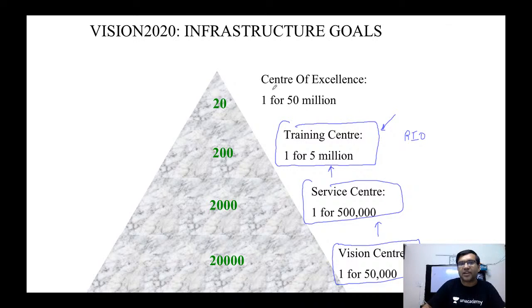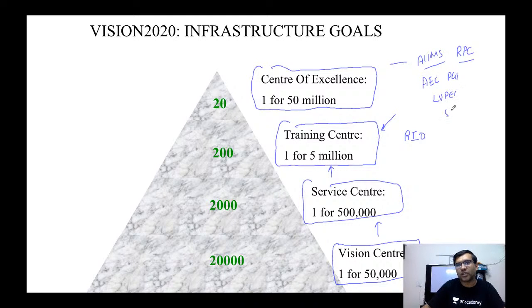Then we have a center for excellence. Centers for excellence are like your All India Institute of Medical Sciences, RP Center. This is the Apex Institute of Ophthalmology. Then we have Advanced Eye Centers, PGI Chandigarh, Shankar Netralaya, LV Prasad Eye Institute. These all come under the Center for Excellence, where the guidelines are made, where the research is taking place, and where the training is also taking place.